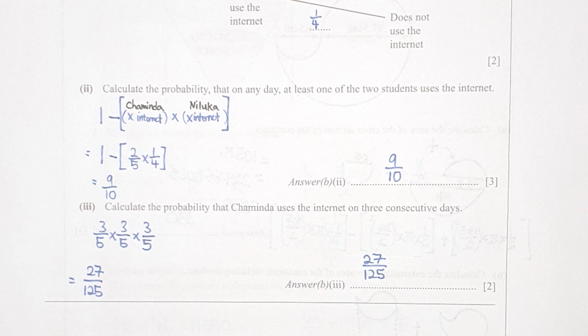Calculate the probability that Chamida uses the internet on 3 consecutive days. Chamida is 3 over 5, times 3 over 5 times 3 over 5, you will get 27 over 125 as your final result.